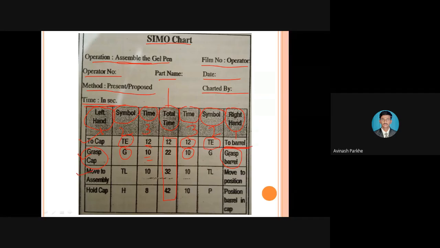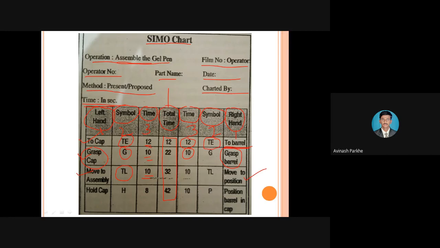Then second, move to assembly. Whatever cap I have taken in my hand, I will start moving towards the assembly, and that can be represented by TL. How much time is required? 10 seconds are required. Simultaneously, your right hand is also performing some activity, representing move to the position.